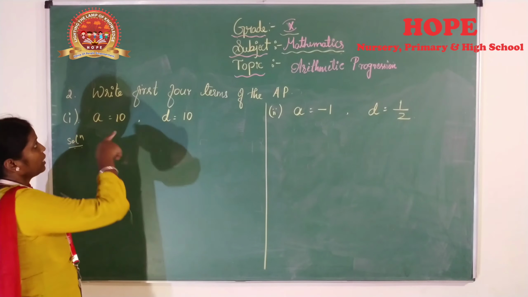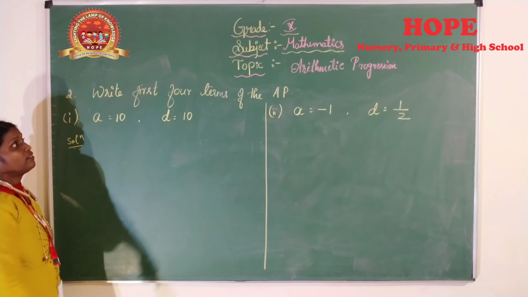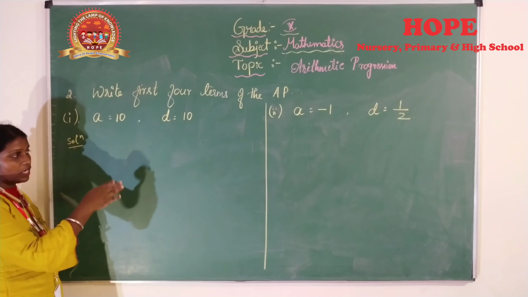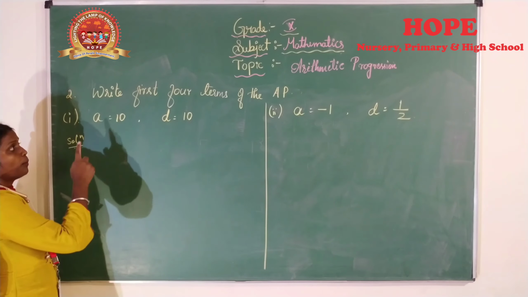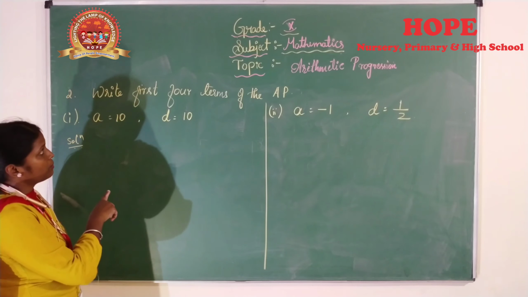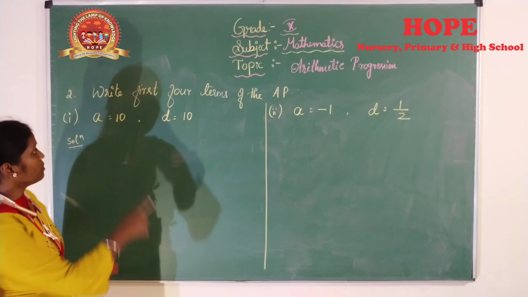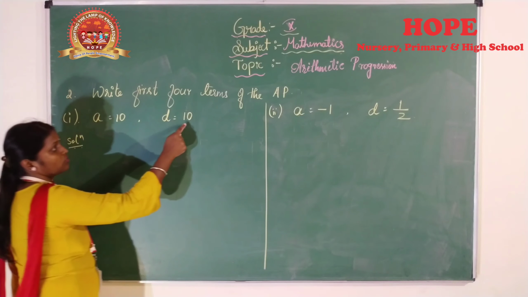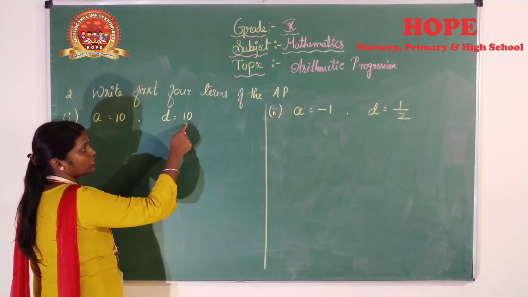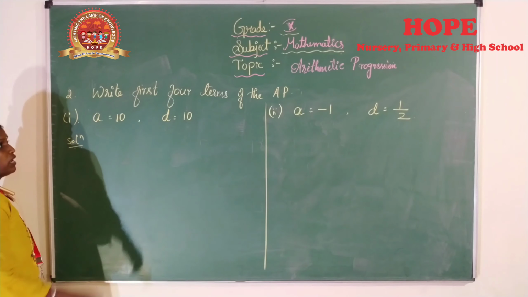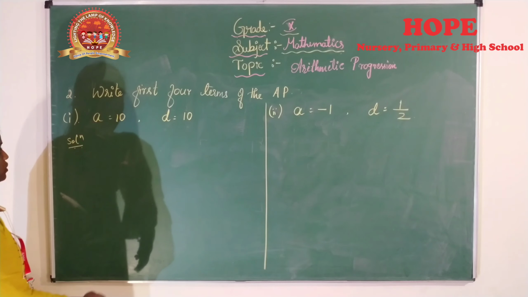Okay, the second main question is to write the first 4 terms of the AP. First 4 terms of the AP you have to write in a sequence. They have given us the first term and also the common difference. The first term is A, which is 10, and the common difference is 10. We denote the common difference by D and the first term by A. We have to find the first 4 terms of this.